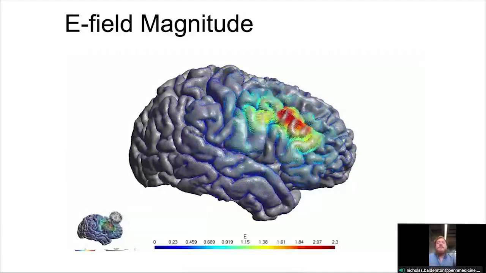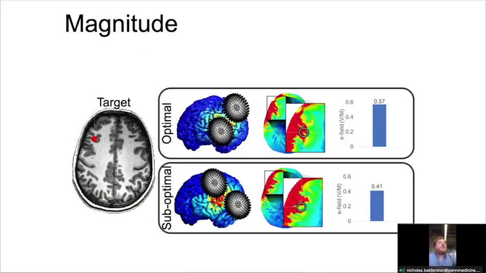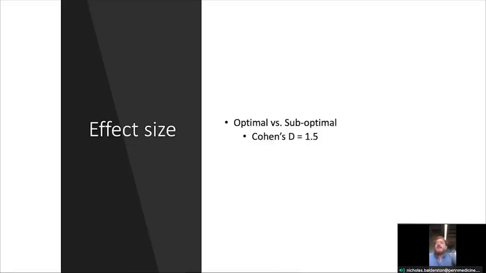Given a specific site of stimulation, I compared the optimal orientation to the suboptimal orientation across a set of subjects with data that I collected in the lab. Obviously the optimal is going to be bigger than the suboptimal just by definition, but the question is how much bigger? Comparing optimal to maximally suboptimal orientation, you get a Cohen's d of about 1.5. So you get a fairly large effect in terms of the strength of the E-field at the optimal versus suboptimal orientation.